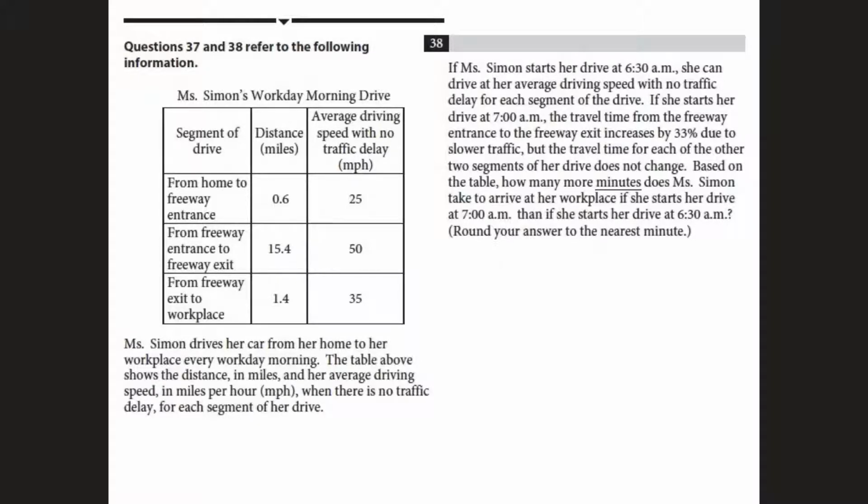38. If Miss Simon starts her drive at 6:30 a.m., she can drive at her average driving speed with no traffic delay for each segment of the drive. If she starts her drive at 7 a.m., the travel time from the freeway entrance to the freeway exit increases by 33% due to slower traffic. But the travel time for each of the other two segments of her drive does not change. Based on the table, how many more minutes does Miss Simon take to arrive at her workplace if she starts her drive at 7 than if she starts her drive at 6:30?